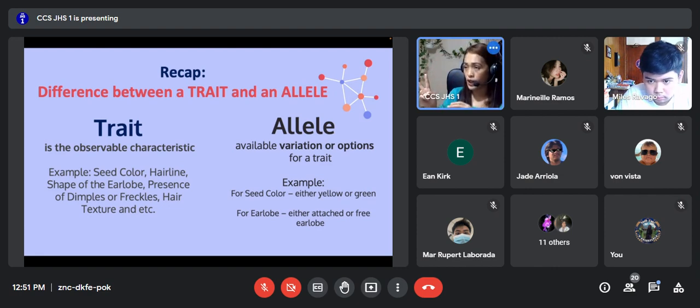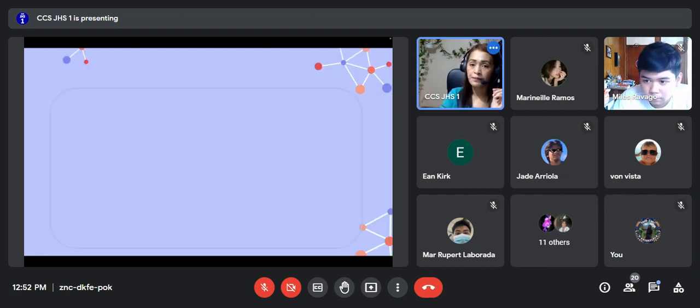You have two options. Later on, when we proceed to non-Mendelian, we'll learn that the options for a particular trait are not limited to only two. Okay? Is that clear to everyone? Are we clear on the difference between the trait and allele? Questions between the trait and allele? Okay, wala. Everybody is silent.